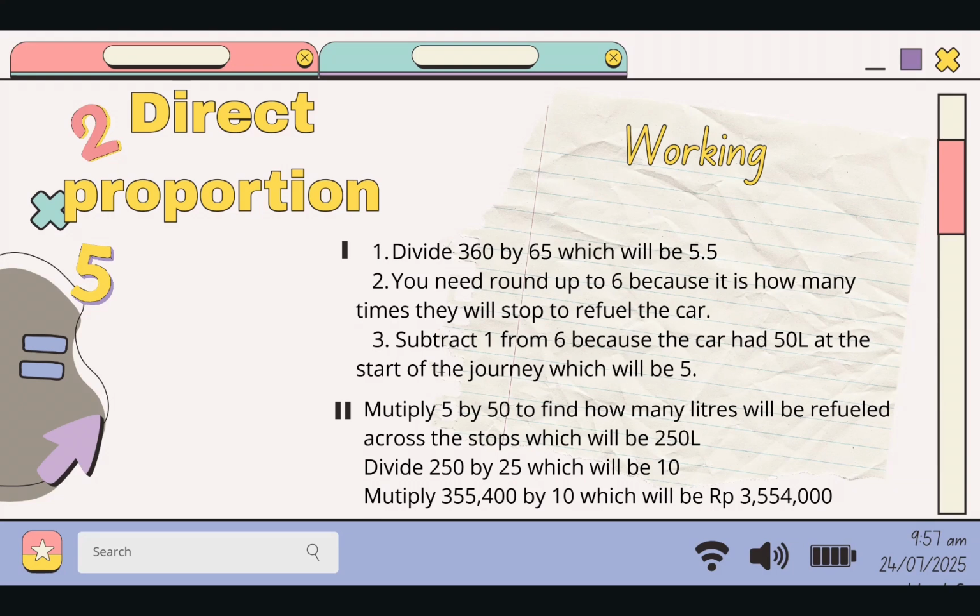In conclusion, the more the car stops, the more the car needs to refuel. That aligns with the meaning of direct proportion.